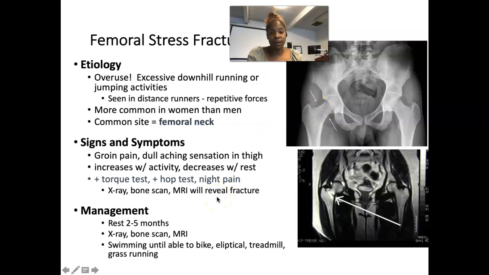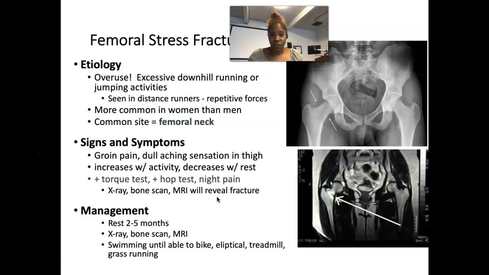So in terms of management, this is the one stress fracture that probably takes the longest to resolve itself. It requires rest for at minimum 2 months, and then at length, 5 months. I will tell you, I've had a student athlete out for an entire 1.5 years with a femoral neck stress fracture. So it's going to vary, but what you know about femoral stress fractures is they take longer.